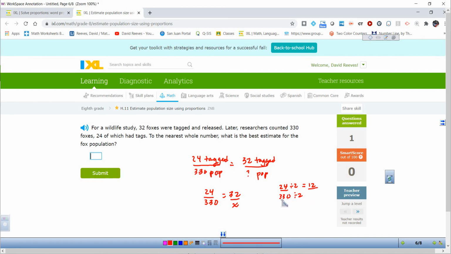Half of 300 is 150. 12 over 165. 12 over 165. But then can I divide that by 3? If I divide both of those by 3, I get 4. 3 goes into 16 5 times. 55. 4 over 55. Yeah?